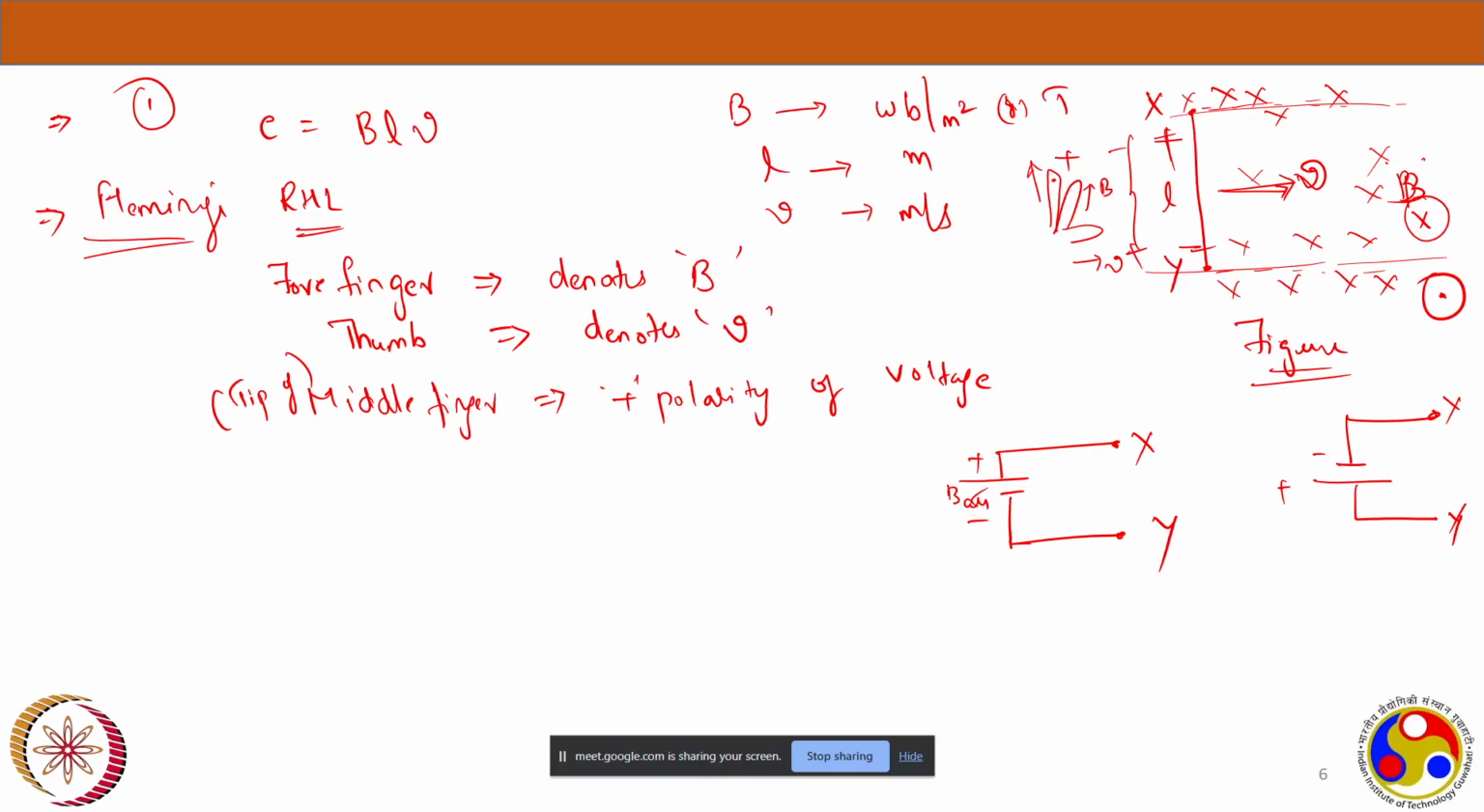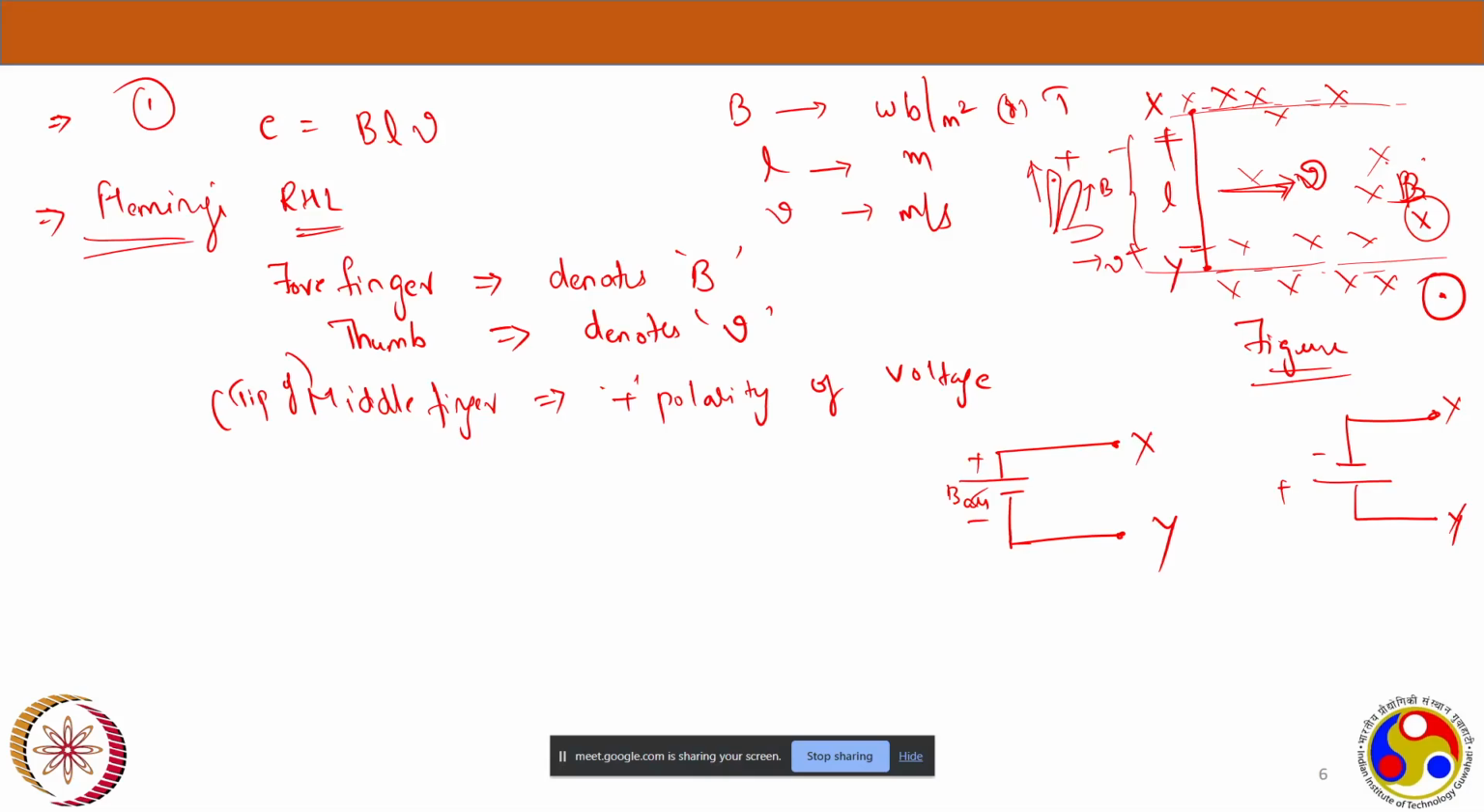If they are perpendicular to each other and you place the conductor in the magnetic field, moving with velocity v, with length L, there will be an induced voltage of magnitude BLV, and the polarity of the induced voltage can be found via Fleming's right hand rule. This is one of the two rules which are very important in electrical engineering, and we will be using it very often down the week's discussion. So I want everyone to remember or understand how we are going to use Fleming's right hand rule.